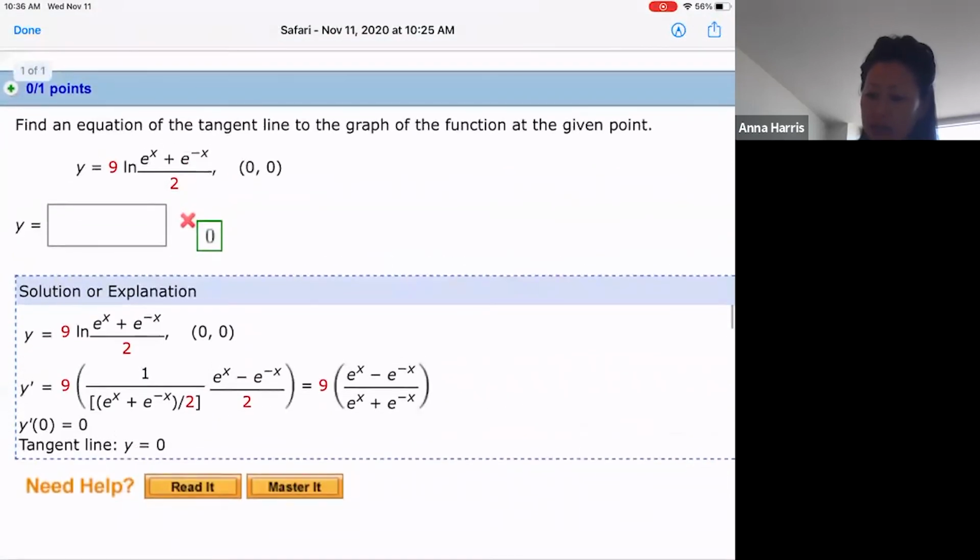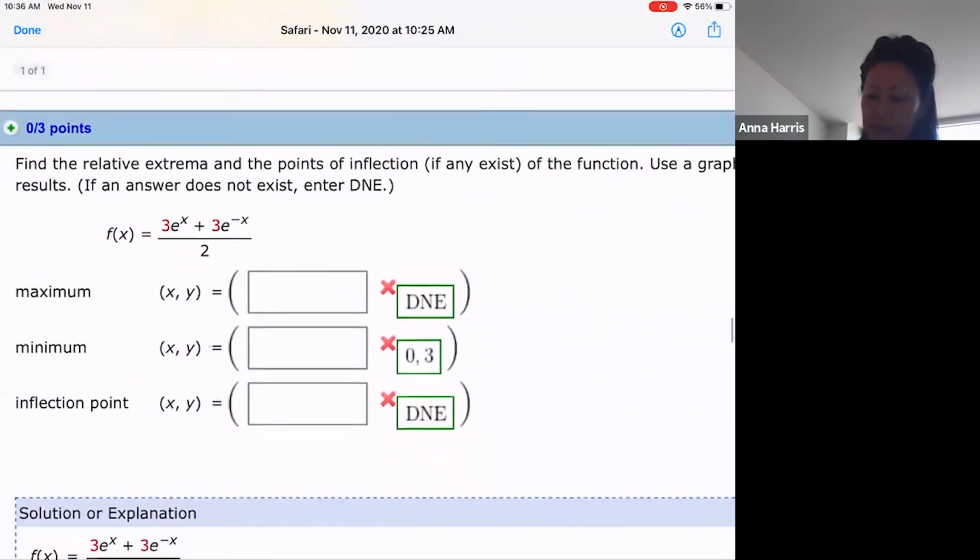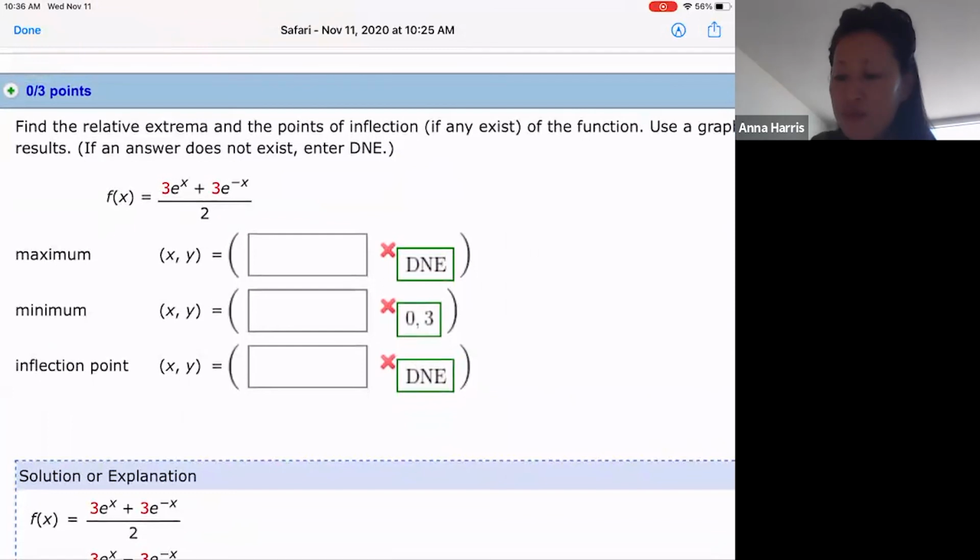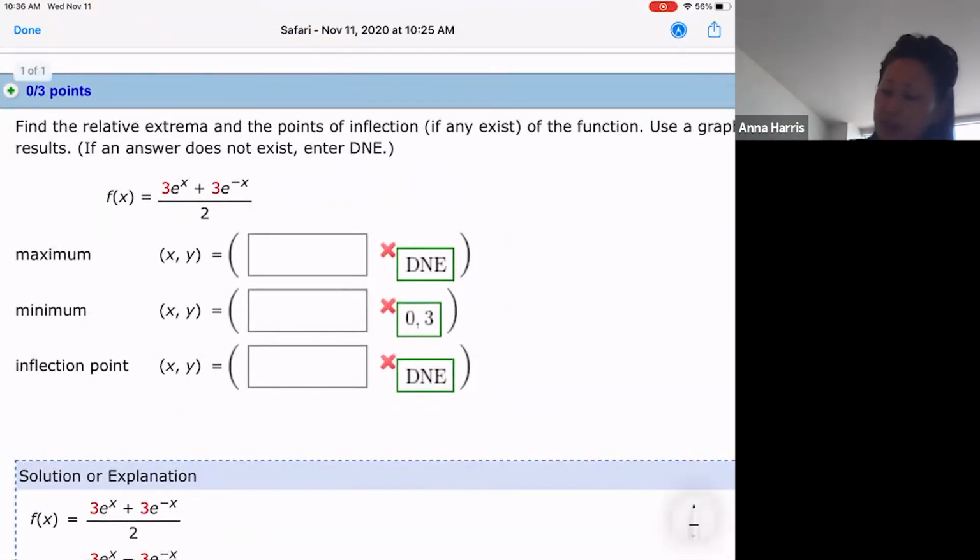Okay, the same thing here. Okay, find the relative extrema and point of inflection. So you need to take a derivative, right? Find the extrema means you take a first derivative, and then what? You set them equal to 0 to find x equal to whatever the number is.